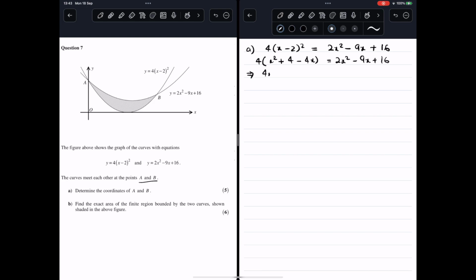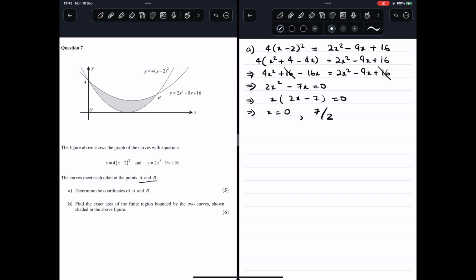And now multiplying out will look something like this, where I will be able to just cancel the 16s together. All right, so I'm left with 2x squared minus 7x equals 0, for which I'm going to factorize into x times (2x minus 7) equals 0, and x equals 0, and x equals 7 over 2. So for this, I'm going to get the corresponding y values as 16 and 9 by plugging into one of the equations given to me already. So that's part A done.